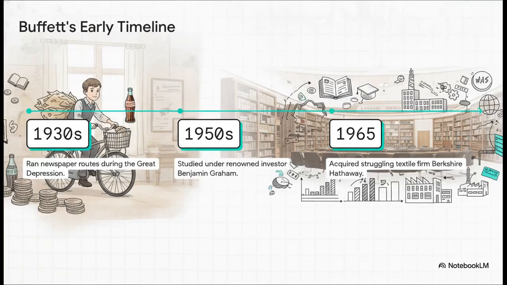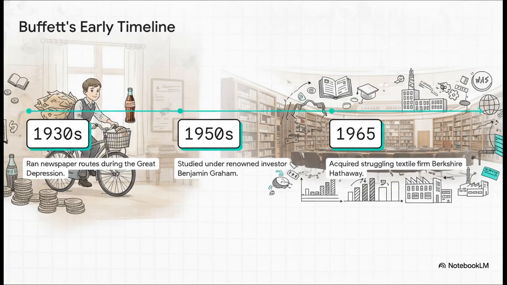So, when we talk about the early days of Warren Buffett, affectionately known as the Oracle of Omaha, it's pretty fascinating. In the 1930s, right in the thick of the Great Depression, his wealth building didn't kick off in some fancy corporate boardroom, right? It actually started with basic newspaper routes and selling sodas. Then, fast forward to the 1950s, he studies under the legendary investor Benjamin Graham at Columbia University. That's really where he laid down his intellectual foundation. And by 1965, he acquires a struggling New England textile firm named Berkshire Hathaway.